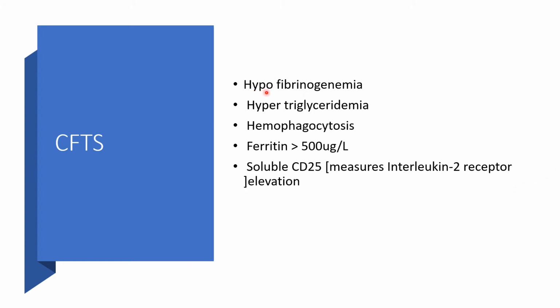There may be hypofibrinogenemia, hypertriglyceridemia, hemophagocytosis, ferritin greater than 500 microgram per liter, and we're going to pick something, soluble CD25. That is going to be measuring interleukin-2 receptor, and CD25 will be elevated.